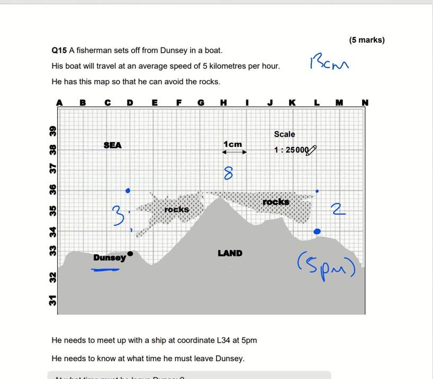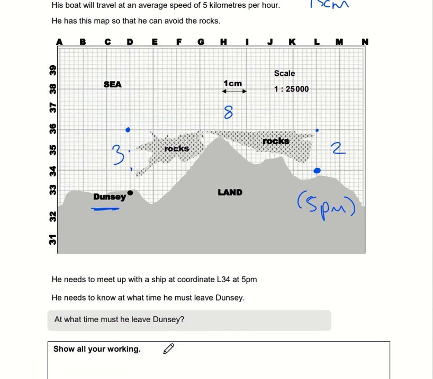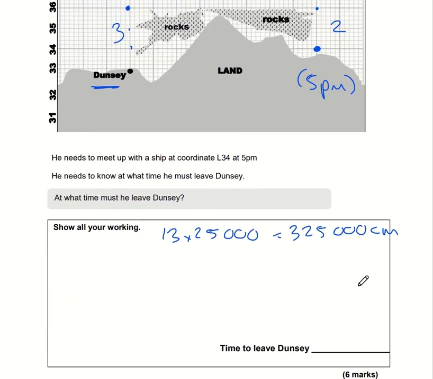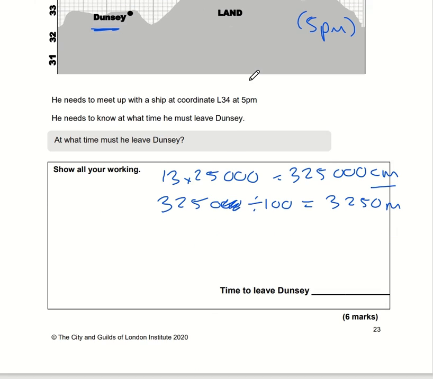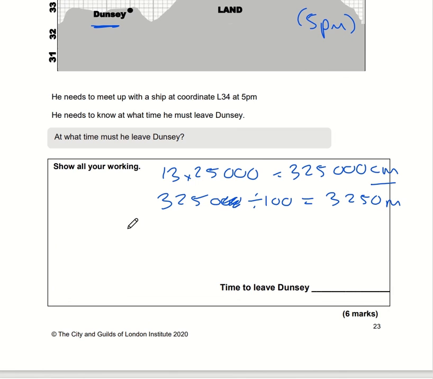Now the scale is 1 to 25,000, so for every 1 centimetre that represents 25,000 in real life. So we need to do 13 lots of 25,000, and that comes to 325,000 centimetres in real life, which is quite an absurd distance, well, quite an absurd unit really. So let's turn this into metres by dividing by 100. We can do it on a calculator, or we can just chop off 2 zeros. That comes to 3250 meters. And let's turn this into kilometers, because we've been given a speed up here in kilometers per hour. So we know there's 1,000 meters in a kilometer, so 3250 divided by 1,000 equals 3.25 kilometers.